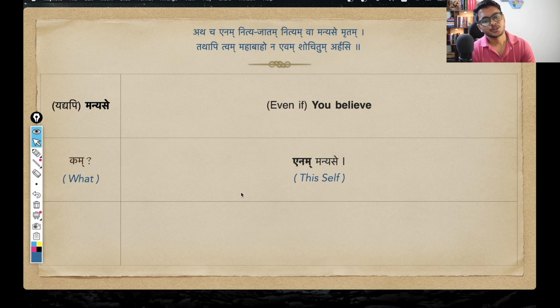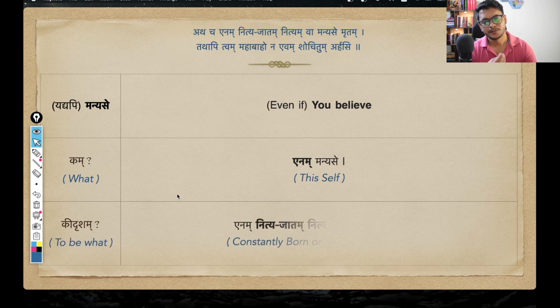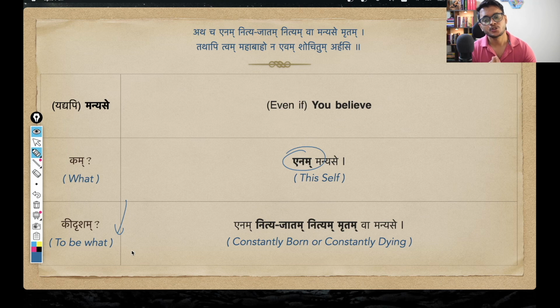So Krishna is saying to Arjuna that Arjuna, even if you believe this self, and again he will complete the sentence by saying that even if you believe this self to be whatever he will describe in the shloka. So for that, I'm asking the question: kidrisham, that this self is to be understood as what? For which we get the response: enam nitya jatam nityam mritam va manyase.